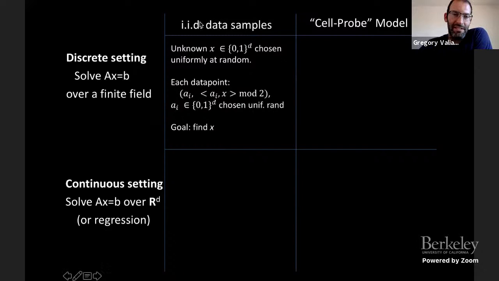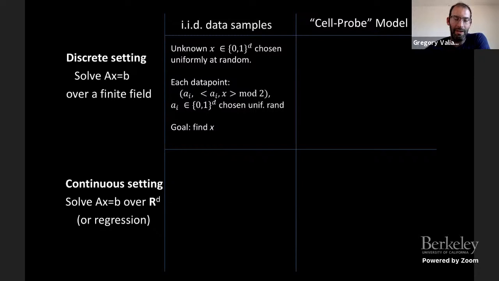Okay, so in this setting where we're given independent data samples, in the discrete setting, one very natural and standard problem is learning a parity. The universe has selected a length d binary vector x, chosen uniformly at random from the set of length d binary vectors. Each data point consists of a length d uniformly random binary string a_i, together with a label, which is the inner product of a_i with the secret vector x. Inner products are taken mod 2. The goal is to find x.